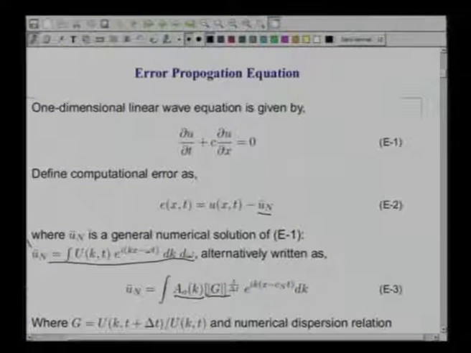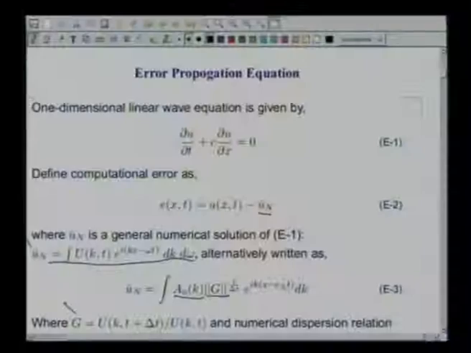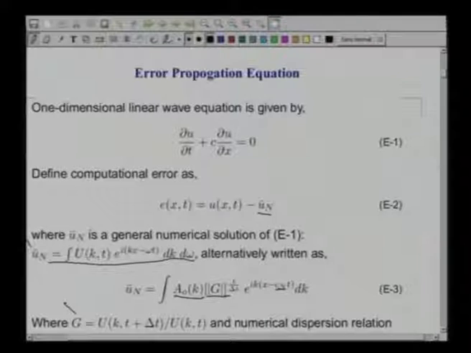So, at each time step it amplifies by a factor of mod g, either it amplifies or attenuates. That would be determined by the property of mod g. And in addition, this complex g that we have written here would also give rise to a phase shift at each time step, and after n such time steps we have arrived at t equal to t. That would give us a kind of a numerical phase speed that we have written here as c of n.